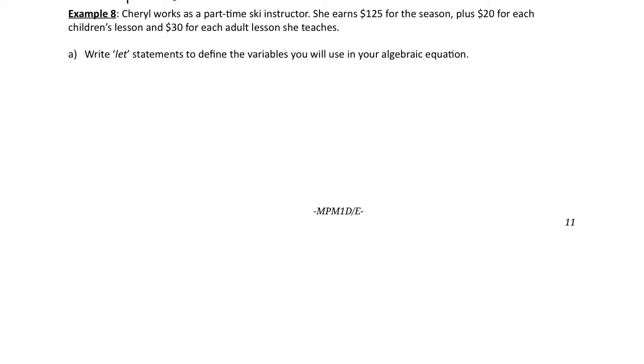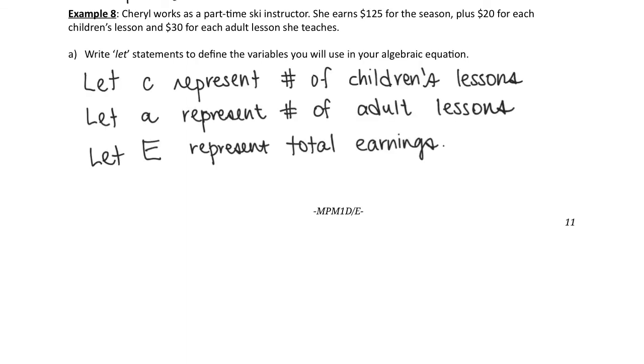What we don't know is how many children did she teach? How many adults did she teach? So the two unknowns are the number of children's lessons and the number of adult lessons. So I've gone ahead and picked out some letters. I've stated, let c, lowercase c, represent the number of children's lessons that Cheryl is going to teach. Let A represent the number of adult lessons she's going to teach.